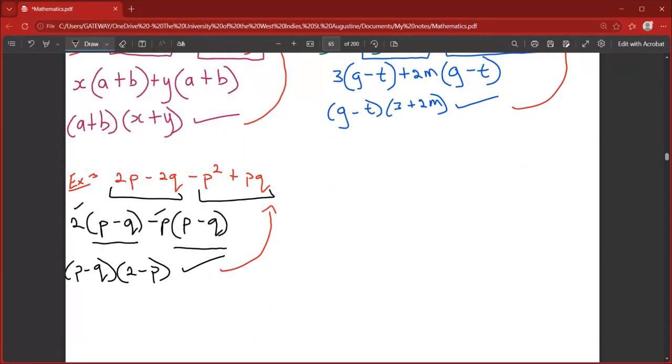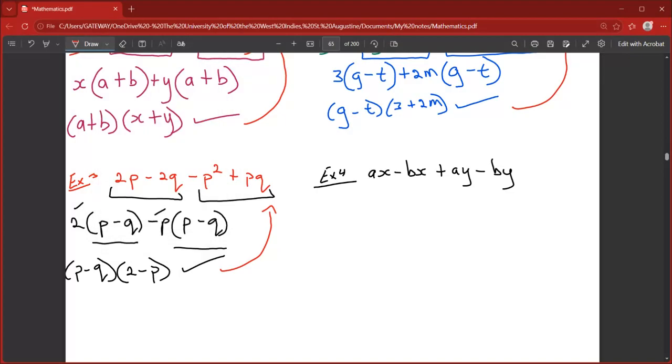So we have another question here. This is Exercise 4, and then I'll give you some to try. Let's say you have ax minus bx plus ay minus by.